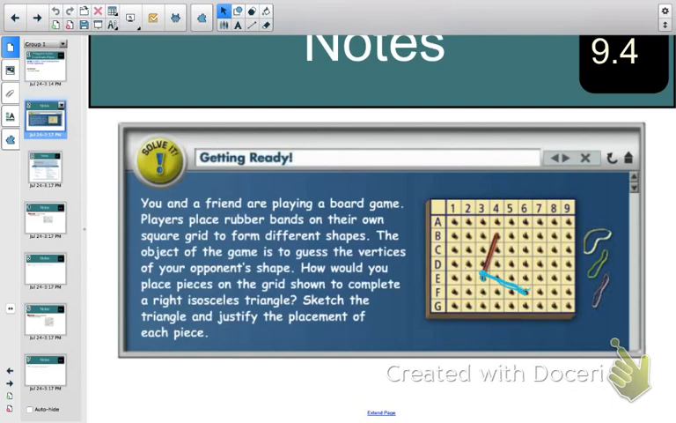What if we went from here? So to get from that point, you go down 3, back 1. So we could go over 3. 1, 2, 3, down 1. So you could also do it right here. That's another possible vertex. So either of those two would make a perpendicular line, and hence a right isosceles triangle.